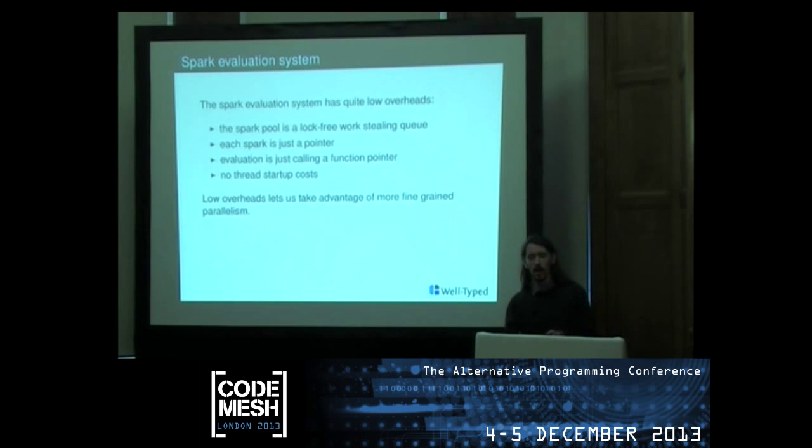Because of this low overhead, we can take advantage of more fine-grained parallelism than we might otherwise. If you're using operating system threads, there's much higher overhead in the startup and the switching costs and all that sort of thing. So for that, you have to have much larger chunks of work to profitably do it in parallel. Here we can take advantage of relatively small bits of work. But there's still overhead, it's not free. Yes, granularity is still important.